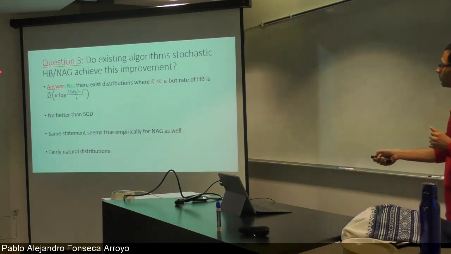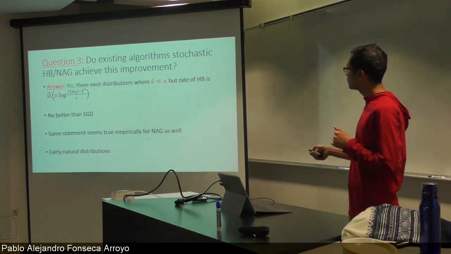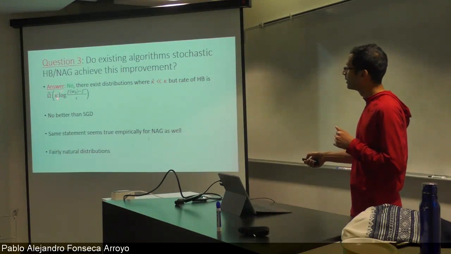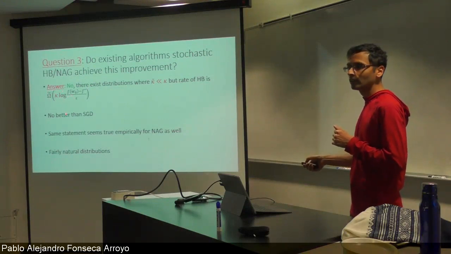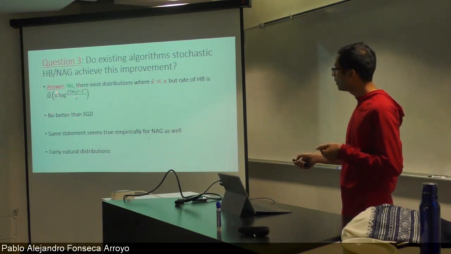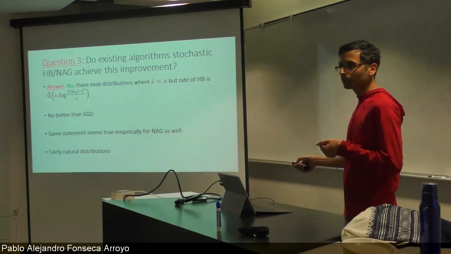And the surprising answer to this turns out to be no. We consider distributions where kappa twiddle is actually much smaller than kappa, but the rate of stochastic heavy ball is no better than that of stochastic gradient descent. By omega, I mean that it actually behaves like this. It's not faster than SGD: the number of iterations required for heavy ball is at least linear in the condition number. Okay.